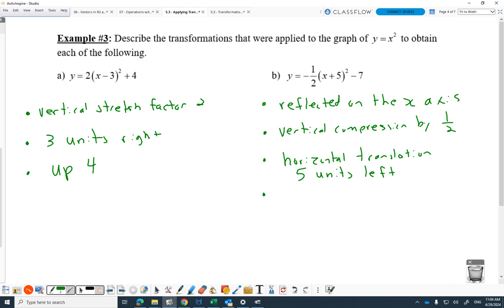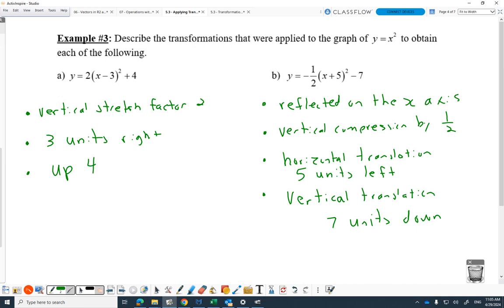Do you have to write all that? No, I'll take left. I'll take 5 left. I'll take it. And what's the last one? 7 units down. Here's the fancy way. Vertical translation, 7 units down. Even on the test, you can write 5 left, 7 down. No problem. But I don't want you to leave here and the textbook starts using the fancy words and you're like, what are they talking about? The same thing, they're just using the fancy words.